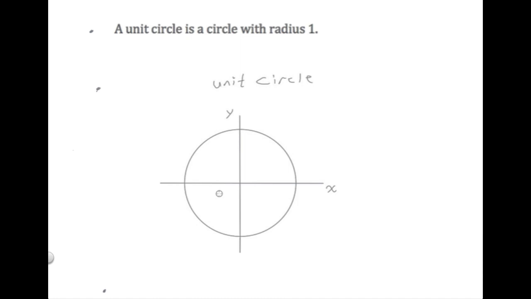So let's say that this is a picture of the unit circle. If that's the case, what would be the length of this line? Well, this is a radius, so it would have a length of 1. And what's the length of this line? That's another radius, so it would also have a length of 1. So a unit circle is a circle where the radius has a length of 1.